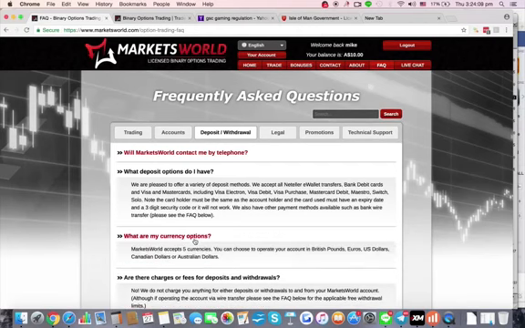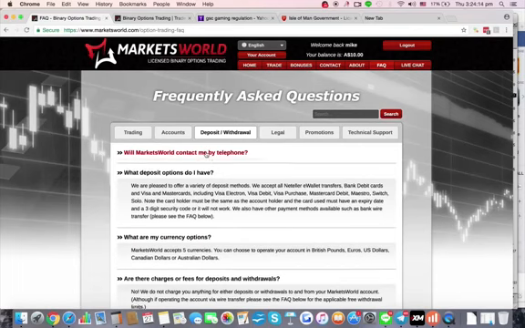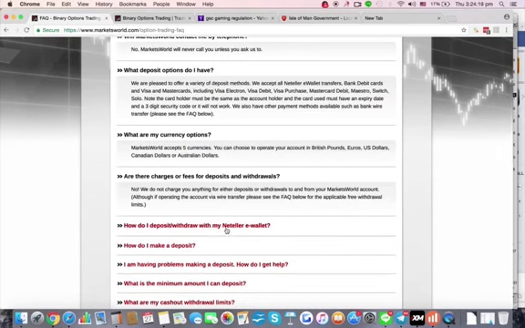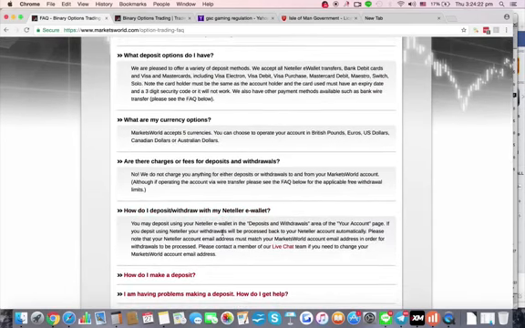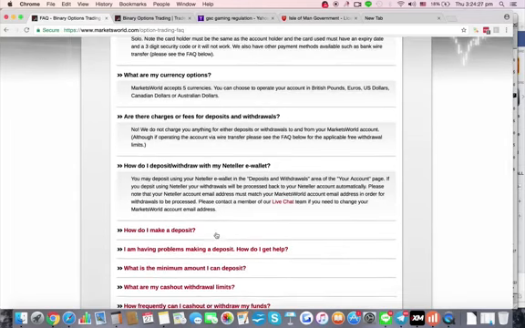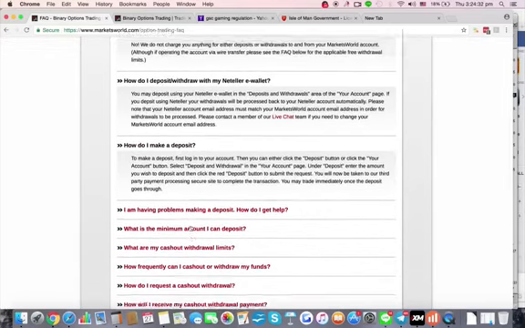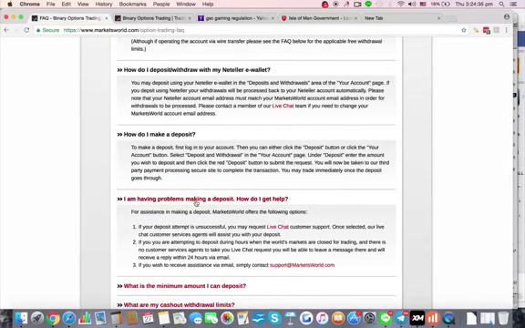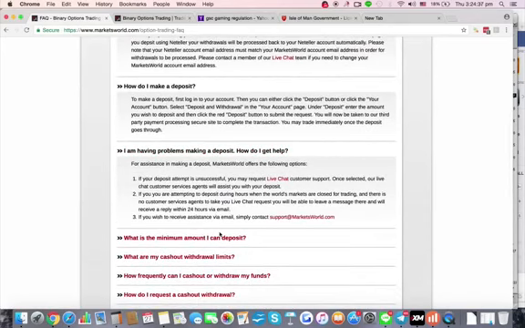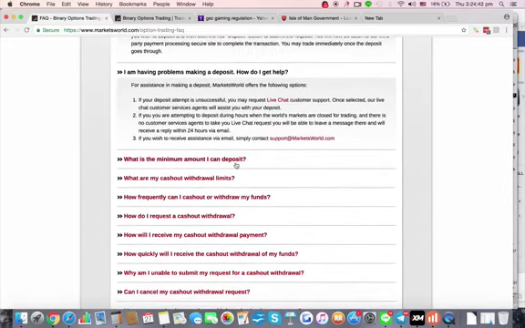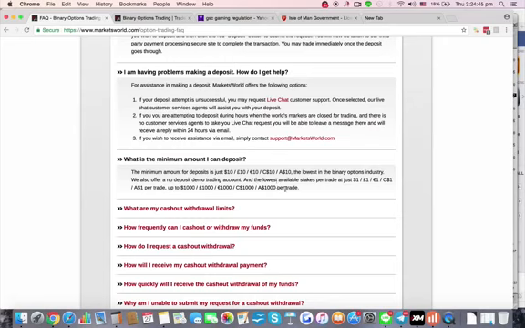What are my currency options? These are pounds, euros, US dollars, Canadian and Aussie dollars. Will you be contacted by telephone? They never contact you unless you ask them to. If you don't want harassment, this is good. How to withdraw a deposit with NetTeller? Go to your page and then it will be done automatically. How do I make a deposit? Okay, log in. Having problems, you can get some help. Okay, live chat. There is email assistance. Minimum deposit is 10, super low.